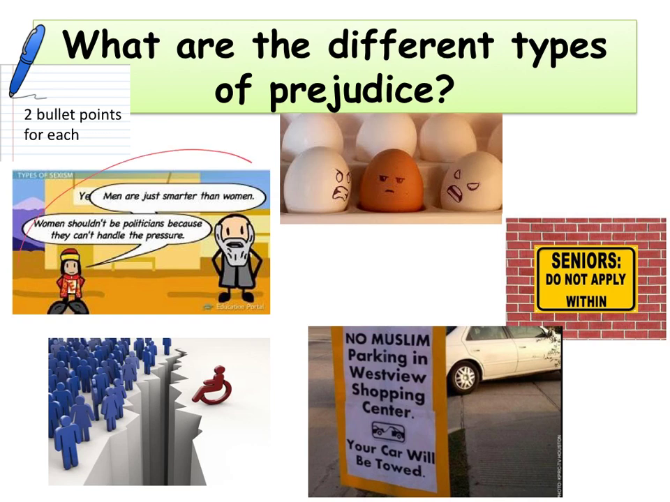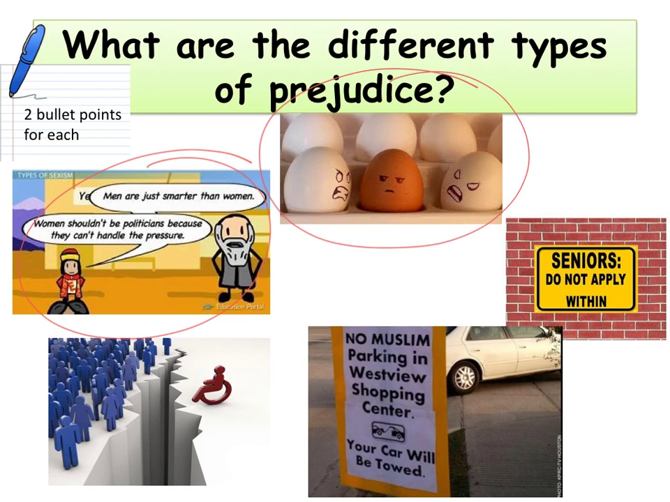In this first one, we can see an image of 2 men having a conversation about women. One saying men are just smarter than women, the other saying women shouldn't be politicians because they can't handle the pressure. Both of these are obviously stereotypes of women and are showing sexism towards them. The next image that we have shows some eggs looking angrily at one egg that's a different colour. This is clearly showing racism. Racism is when somebody shows prejudice towards another person because of their skin colour, ethnic group or nationality.